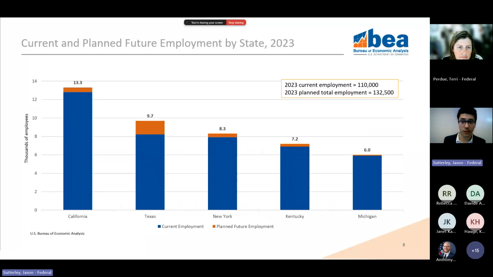One of our most frequently requested data series are current and planned future employment by state. So for employment by state, we blend survey responses for acquired U.S. businesses with quarterly Census of Employment and Wages, or QCEW, employment data from the Bureau of Labor Statistics. This helps us gain a better understanding of which states the employees of the acquired entities are actually working in. 2023 was the second cycle that included the QCEW from the BLS. And as we can see, California and Texas led the way with 13,300 and 9,700 planned total employees, respectively.